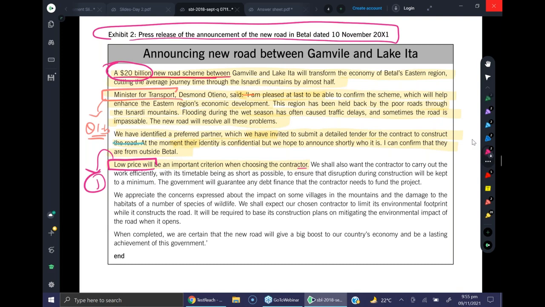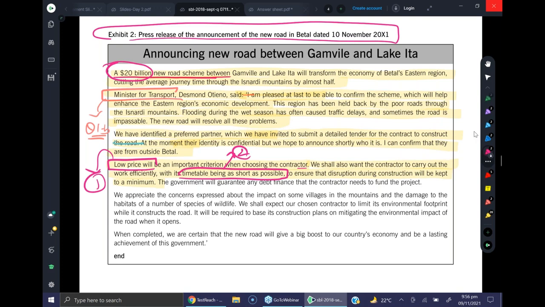Okay, we shall also want the contractor to carry out the work efficiently, with the timetable being as short as possible to ensure that disruption during the project will be kept to a minimum. So what's the second criteria? Timetable should be as short as possible. So this will be difficult to meet because there might be delays, and you know, constructing the road in mountains might be very tricky. It's not like constructing the road where the land is flat. So more time, more planning, more time in execution, more slippage might be there. So that's the second difficulty.